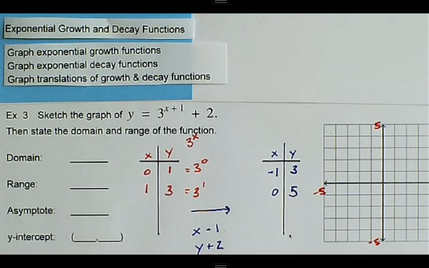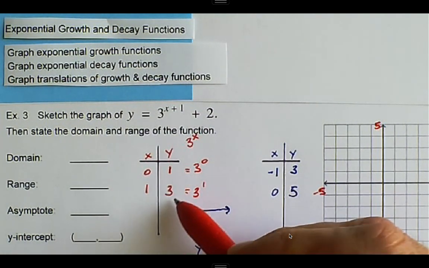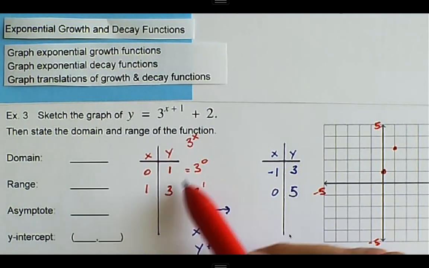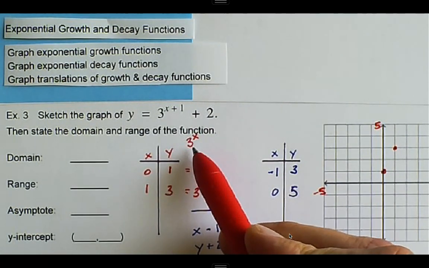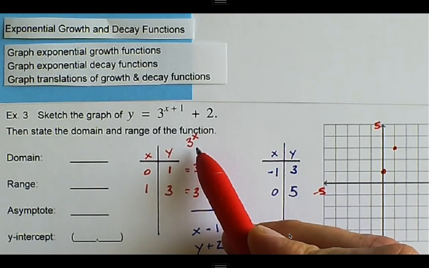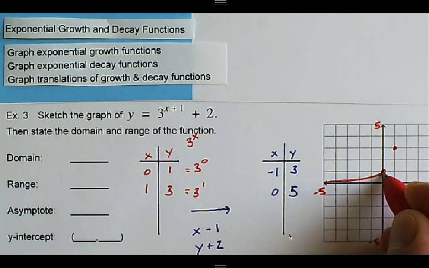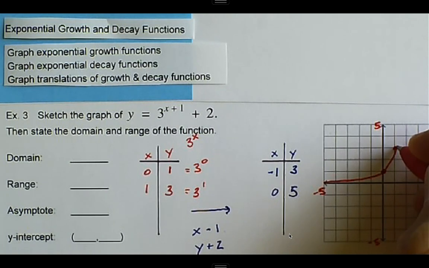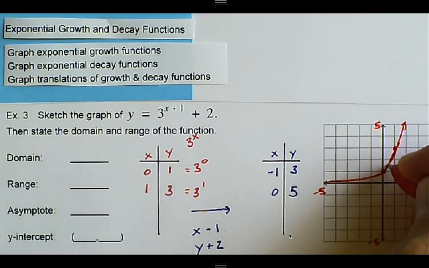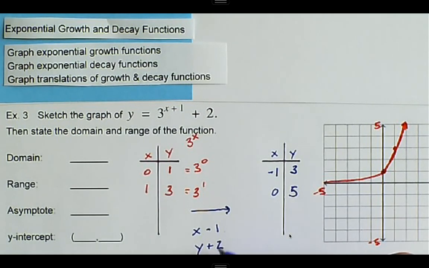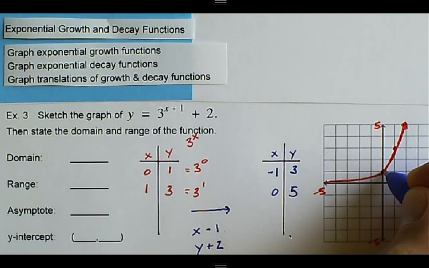So we can see the original function. We have the points 0, 1, and 1, 3. In this case, for this function here, there's no up or down transformation. So our asymptote is still the x-axis here. So we have a line that comes through, and then we have our exponential growth, and then we get growing tall very fast.